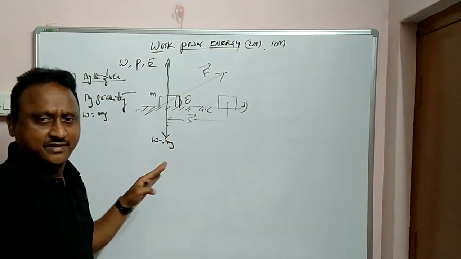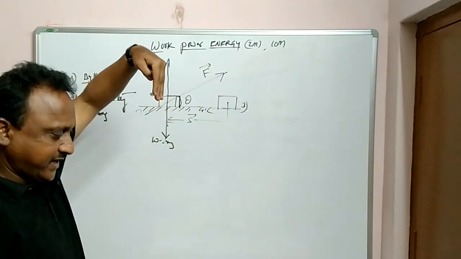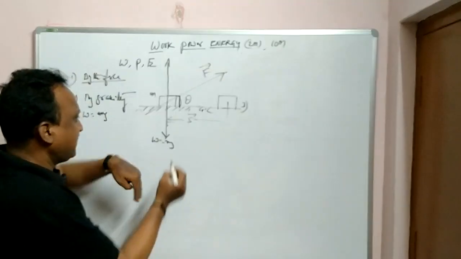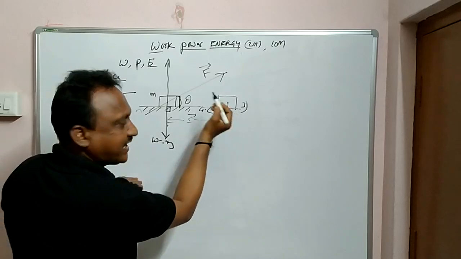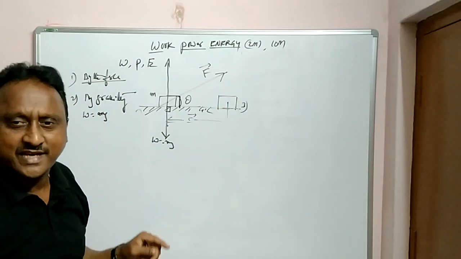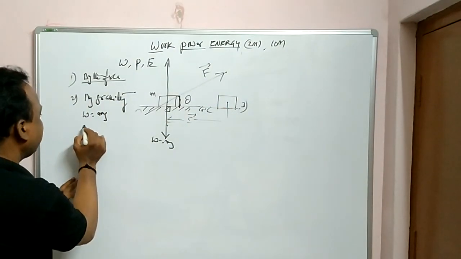W is equal to mg. So work done by gravity means what happens? Weight is acting in the downward direction like this. Displacement is in the forward direction. The angle between them is how much? 90. So work done is 0 again.